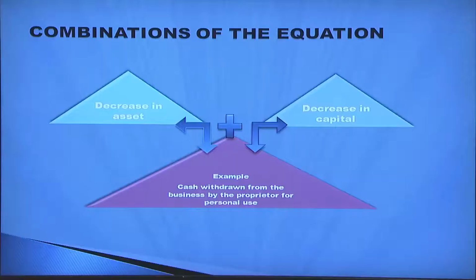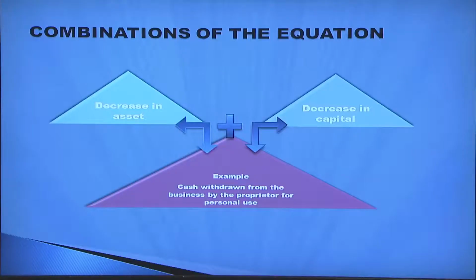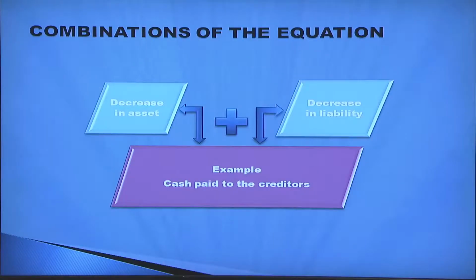Cash withdrawn from the business by the proprietor for personal use. That is in the form of drawings. When cash is withdrawn, capital is reduced. So, decrease in capital, and in asset, there will be a cash column and under cash you have to reduce that much amount that is withdrawn from the business for the personal use of the proprietor. So, decrease in asset. Cash paid to creditors. Cash is going from the business, so there is a decrease in asset, and liability is also decreasing.